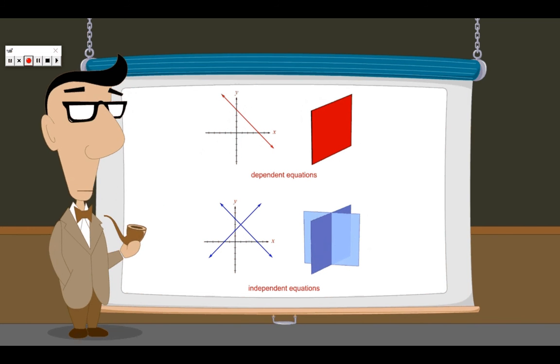Now that we have seen how systems of 3 linear equations in 3 variables can be visualized, in the next lecture we will see how these systems can be solved.